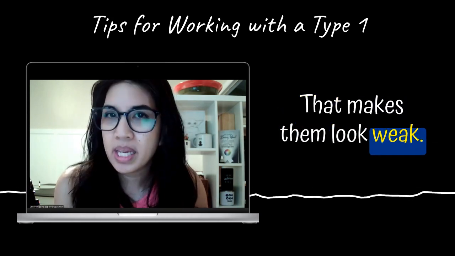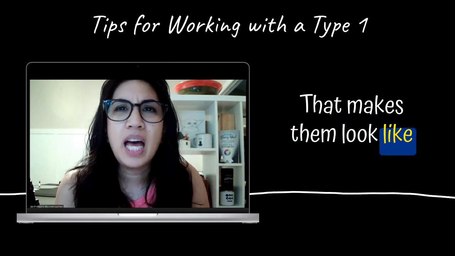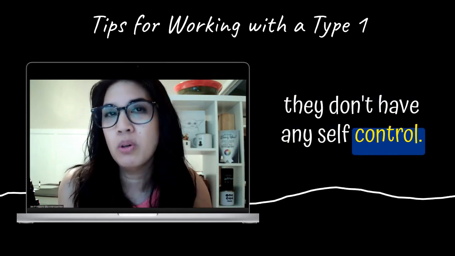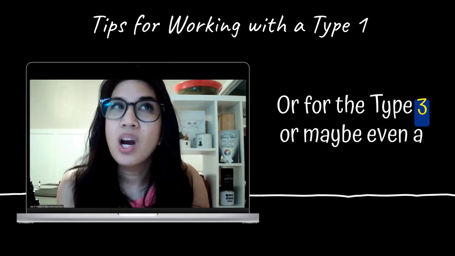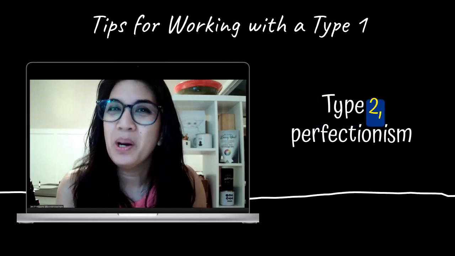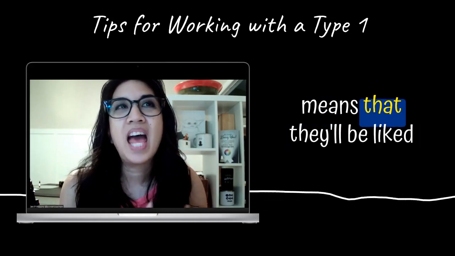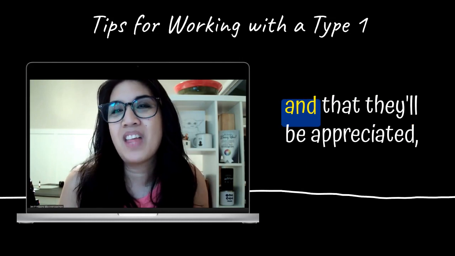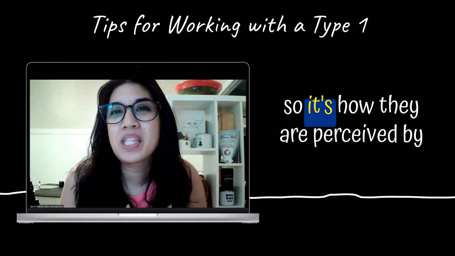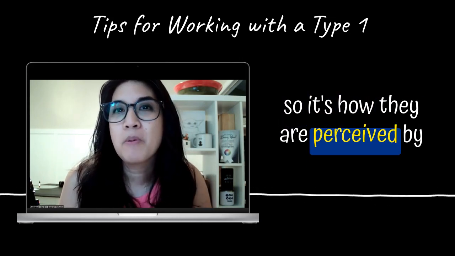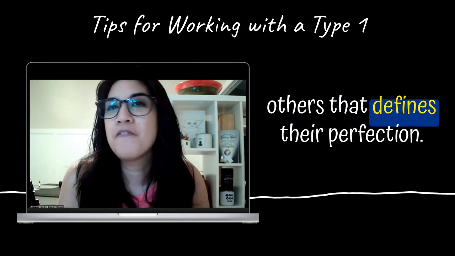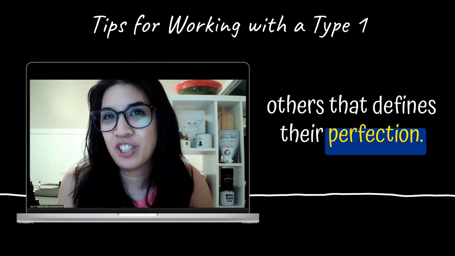That makes them look weak. That makes them look like they don't have any self control. Or for the type 3, or maybe even a type 2, perfectionism means that they'll be liked and that they'll be appreciated. So it's how they are perceived by others that defines their perfection.